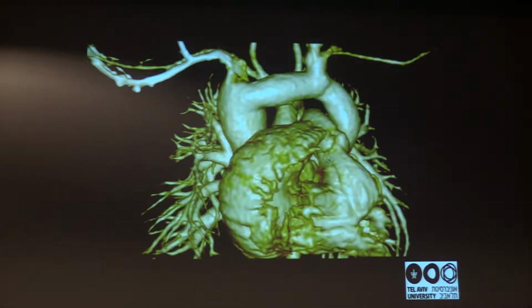This is in volume rendering from the front, from the AP. You can see the vertical vein, innominate vein, and the SVC.